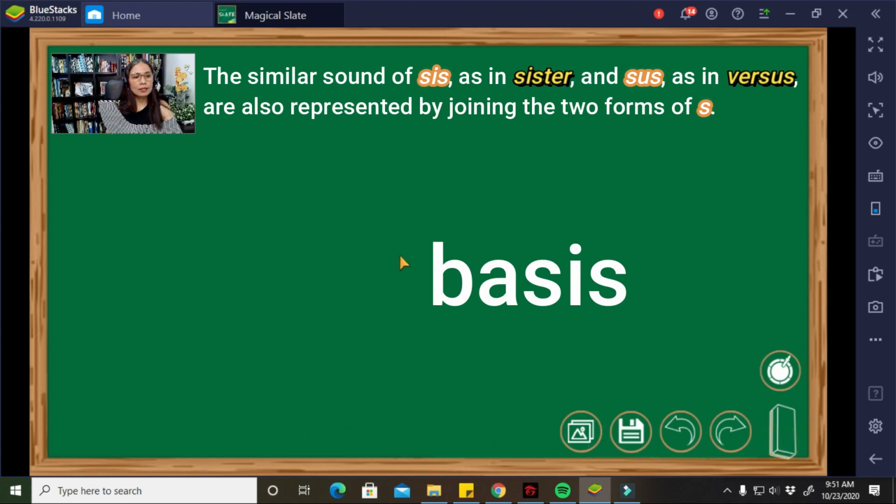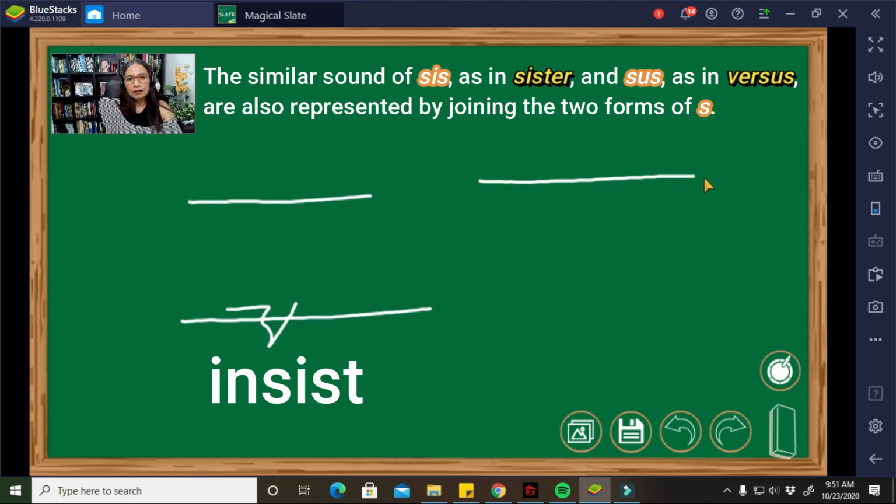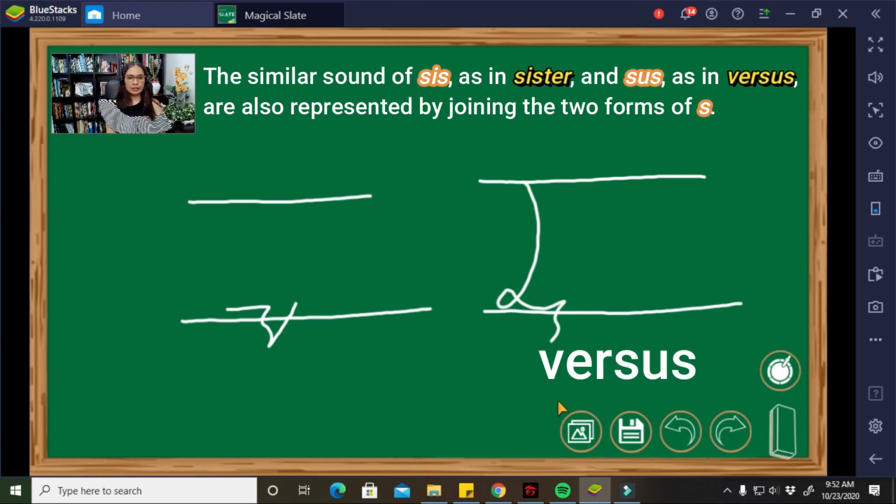Okay. So next example. Let's have one more example there. We do have this straight line and the two forms of S. Then an upward straight line. The word is insist. Very good. Okay. What about this one? Okay. The last example. We do have a downward curve and then a small circle and a forward curve. Then the two forms of S. The word now is versus. Alright.